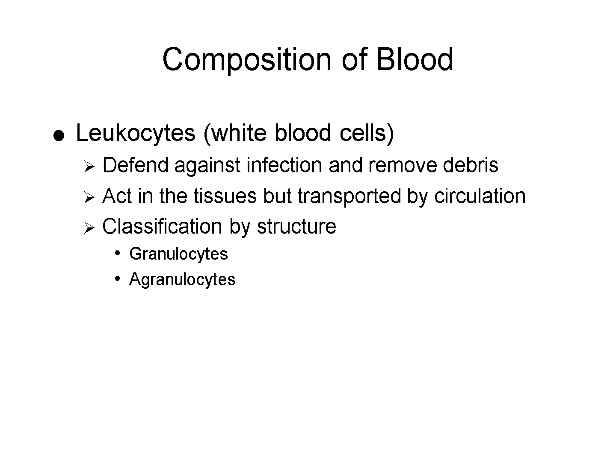Leukocytes, or white blood cells, defend the body against infection and help remove cellular debris. While they are transported by the blood, they primarily act within tissues. Leukocytes are classified by structure into two groups: granulocytes and agranulocytes.